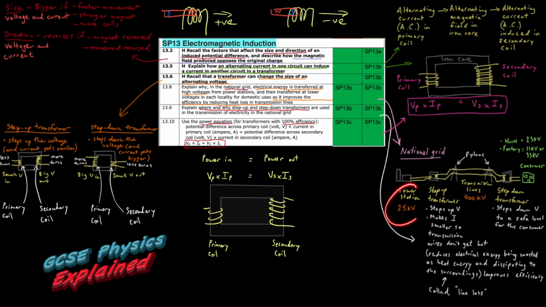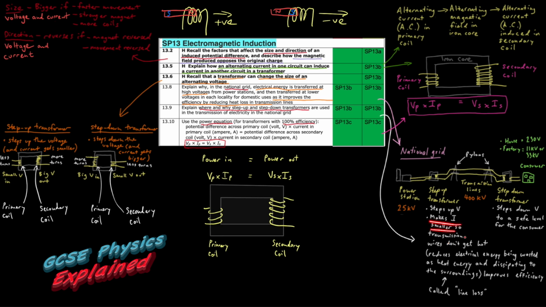Now, in the power station, right, you've got to remember these voltages. We create the voltage at 25 kilovolts, which is 25,000 volts. Now it steps it up, right, step up transformer, it makes it 16 times bigger. So it goes from 25 kilovolts up to 400 kilovolts. Now the reason we do that, we step up the voltage because that allows us to make the current smaller.